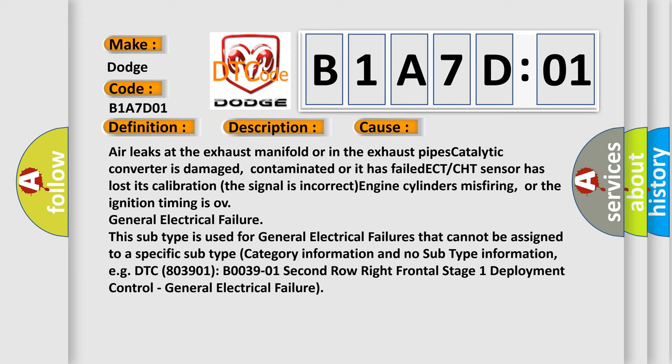General electrical failure. This subtype is used for general electrical failures that cannot be assigned to a specific subtype category, and no subtype information, e.g. DTC B003901, second row right frontal stage 1 deployment control, general electrical failure.